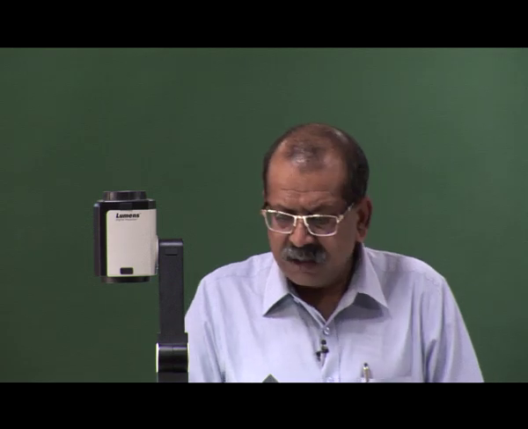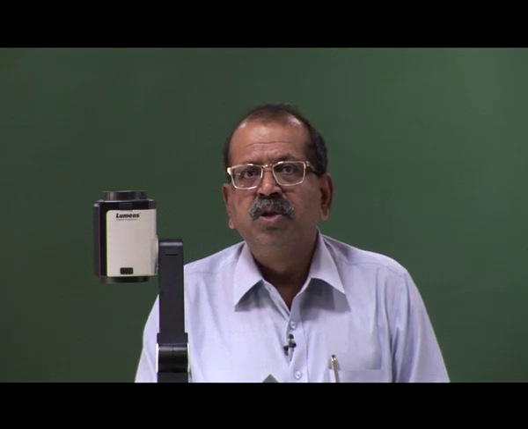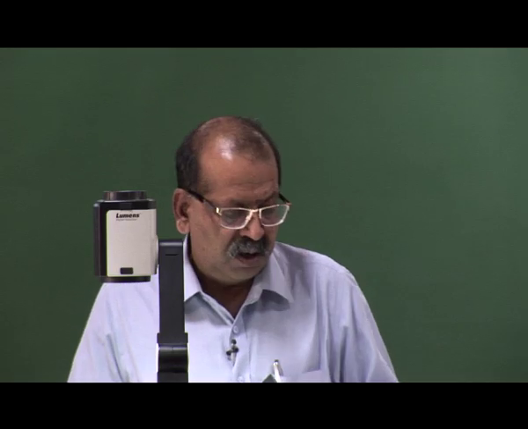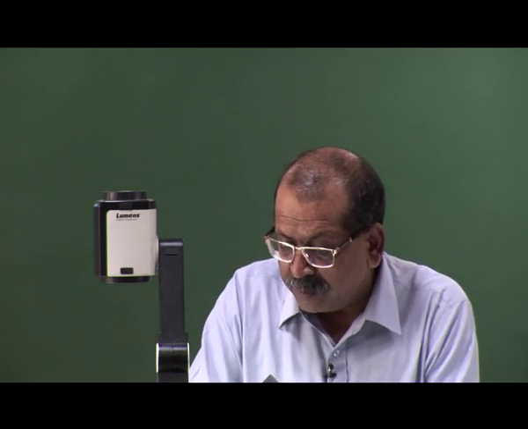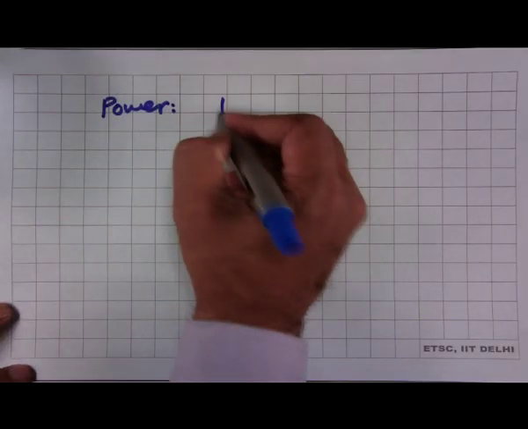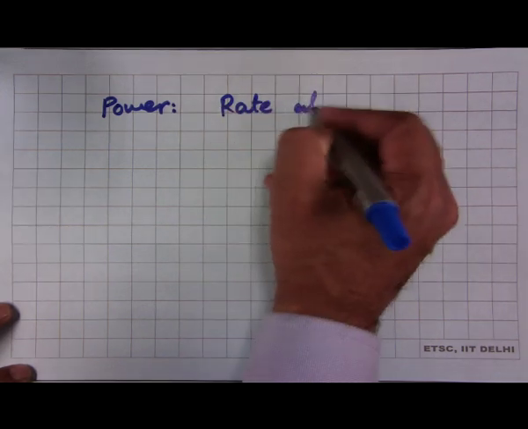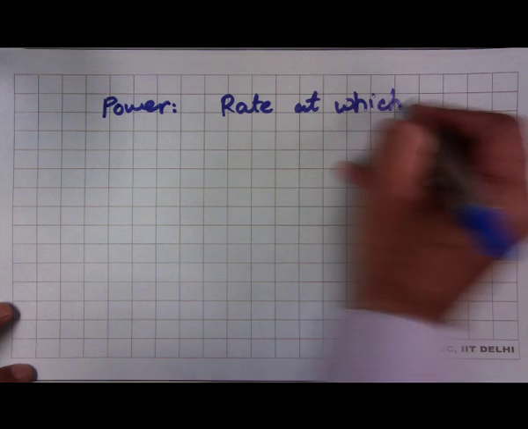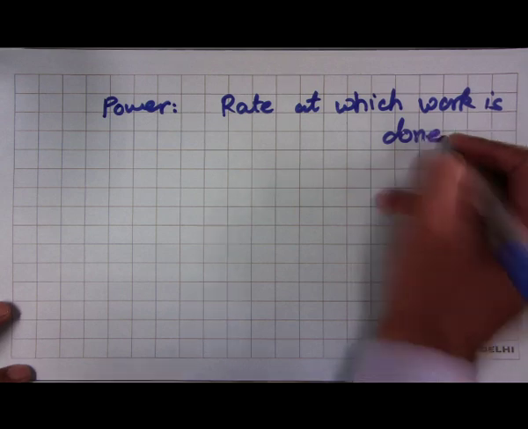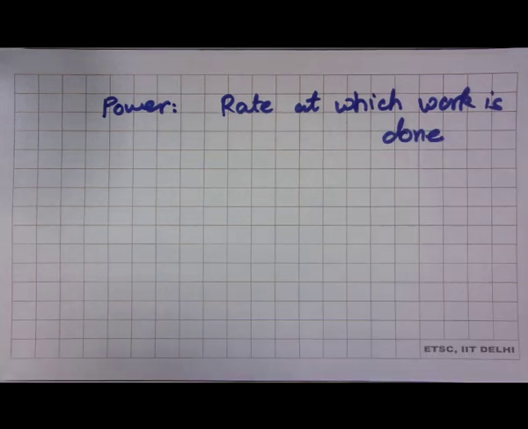In today's lecture, we will be looking at some example problems on using the method of work and energy, but I will start with explaining the concept of the term called power. Now, in physics, power has a specific meaning, and what we mean by power is the rate at which work is done.